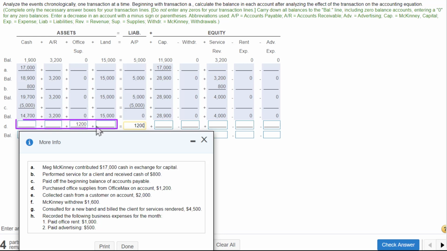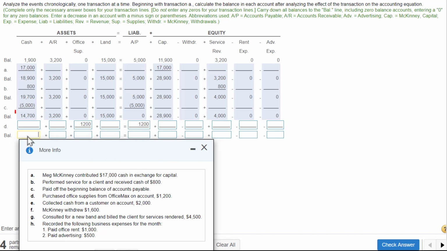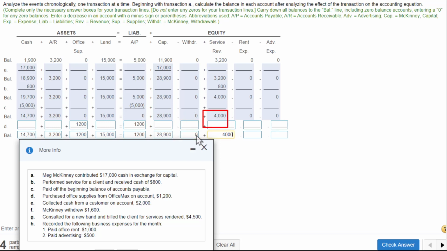Notice on the left side we have positive 1,200. On the right side we have positive 1,200. So that balances. Now we figure out our new balances. 14,700 plus 0 is 14,700. 3,200 plus 0 is 3,200. Now we have $1,200 of office supplies. 15,000 plus 0 is 15,000. We have $1,200 of debt now. Still have 28,900 of capital. 0, 4,000, 0, 0.